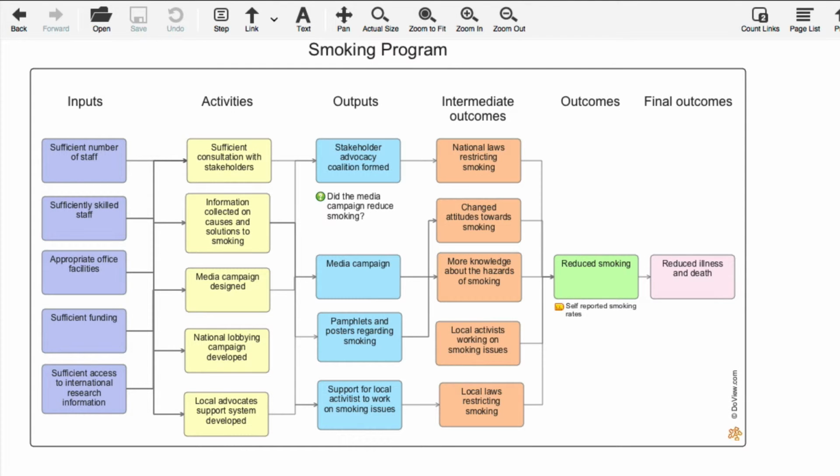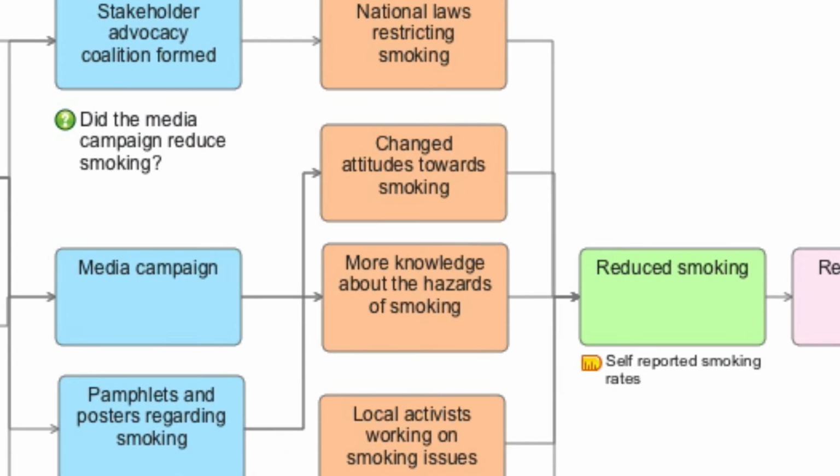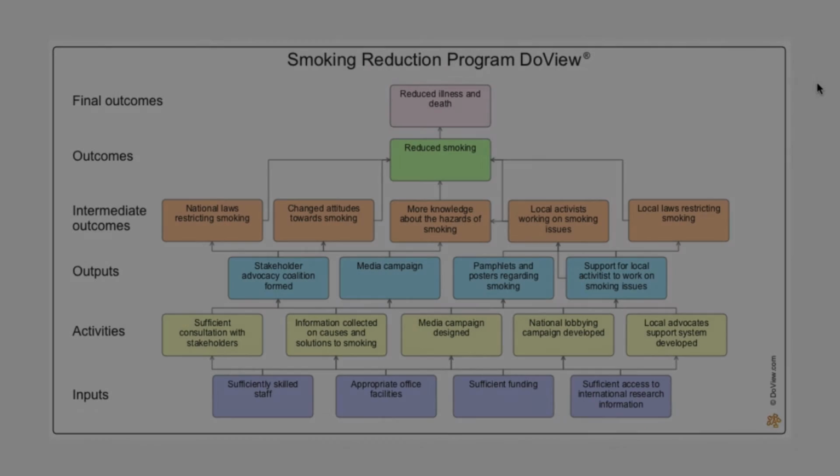So here's another model. It's a left to right model. These particular types of models are often called logic models or program theories, etc. This one's divided up into inputs, activities, outputs, intermediate outcomes, etc. It's for a smoking reduction program, and you can see the logic of how that flows across the page. You can also see we've popped in an evaluation question. Did the media campaign reduce smoking? And we've got an indicator there, self-reported smoking rate. So that's showing a left to right model in DoView Software.